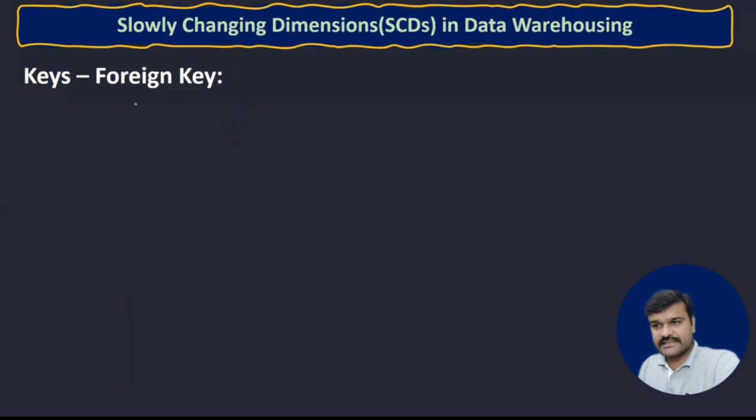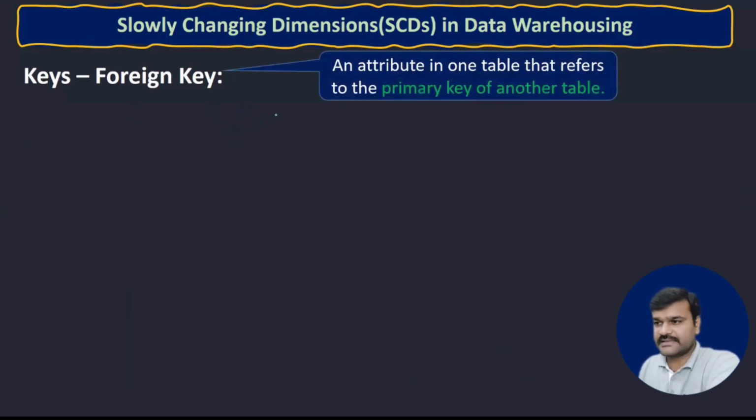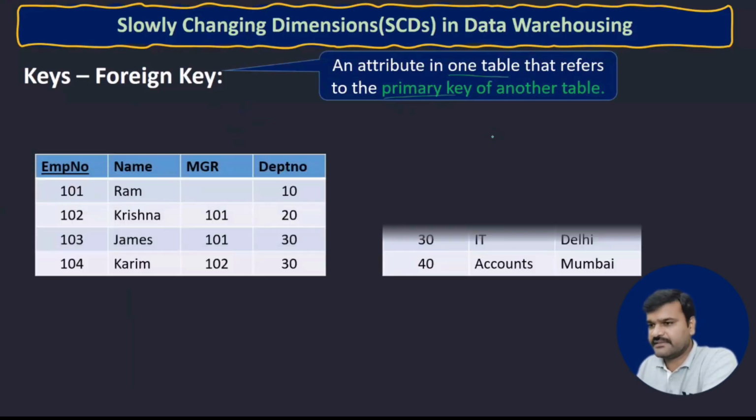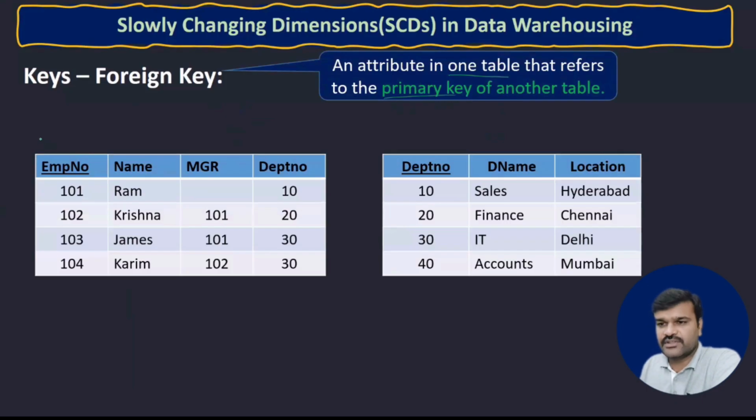The next key is the foreign key. This is also very simple to understand. It is an attribute in one table which refers to another table's primary key. What does it mean? Let us try to understand with a simple example. This is the EMP table which we have, and this is the DEPT table. So have a look.